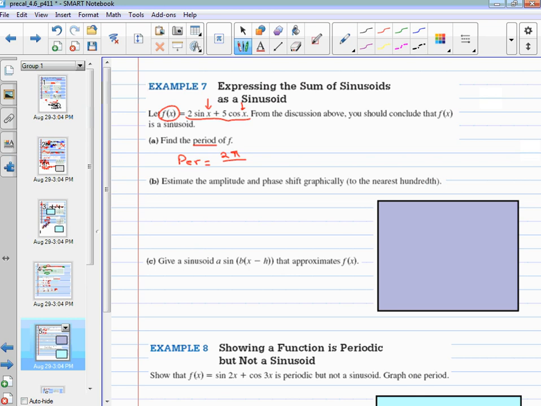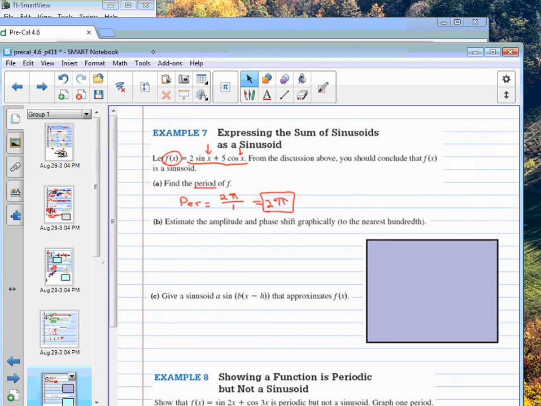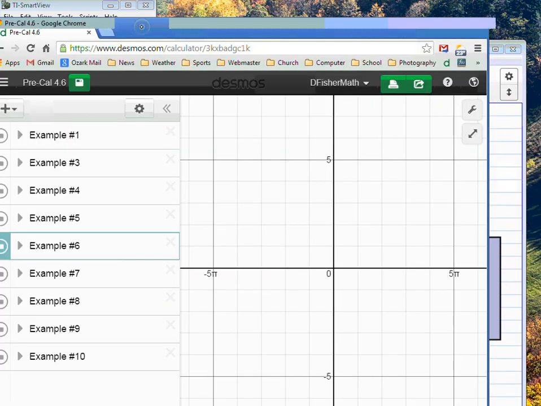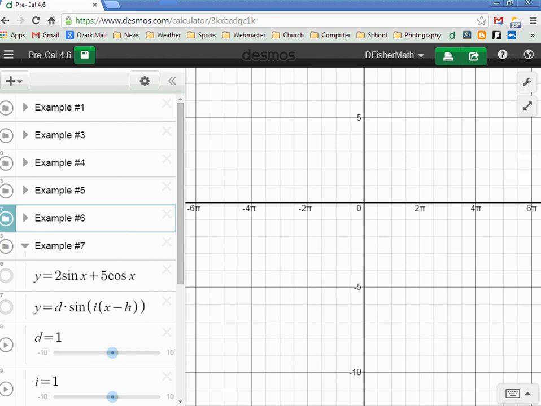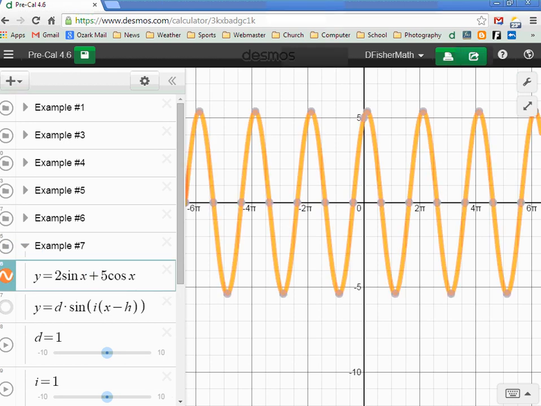What's my b value? 1. So what's 2 pi divided by 1? 2 pi. There's the period. This has the same period as a normal sine function. Estimate the amplitude and phase shift graphically to the nearest hundredth. So when I graph this, and I'm going to do it back over here, here's the one that they have given me. It's like, oh yeah, this thing does look like it's just a sinusoid.